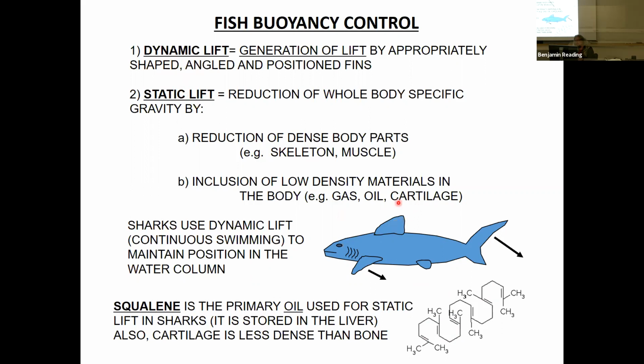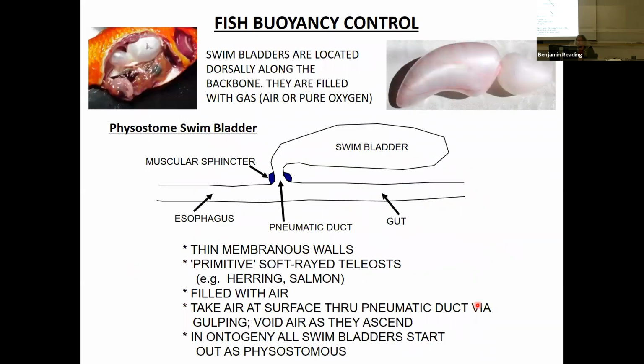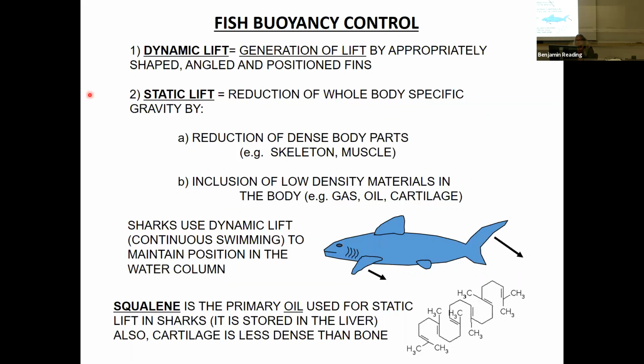All right, so we've gotten rid of our bone, leaving cartilage. We're using dynamic lift with our fins. And we're going to store oil in our liver to reduce our specific gravity so we don't sink to the bottom like a rock, like a fish without static or dynamic lift. Okay, so chondrichthyes do this. Now, bony fishes, teleosts, primarily will use static lift.